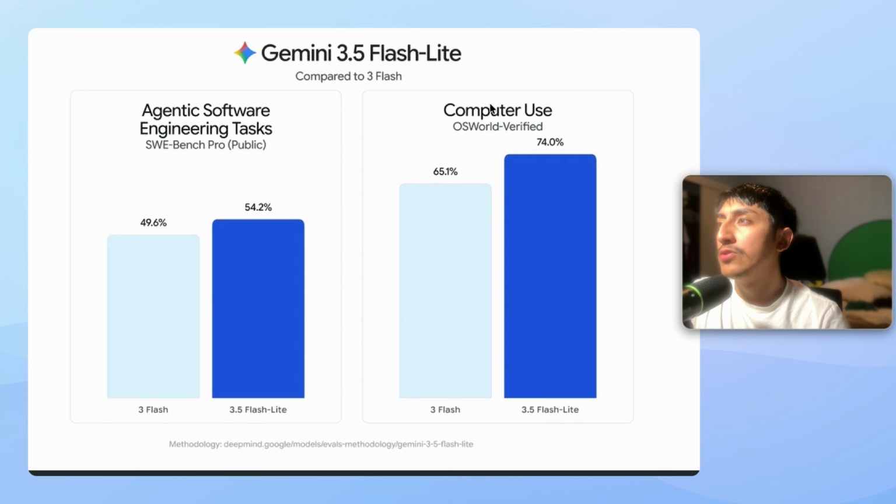So overall, when it comes to 3.5 Flash Lite, we can see that speed and price are the main selling point. 350 output tokens per second at 30 cents per 1 million input and $2.50 per 1 million output. You can think of the tokens per second as just the raw typing speed.